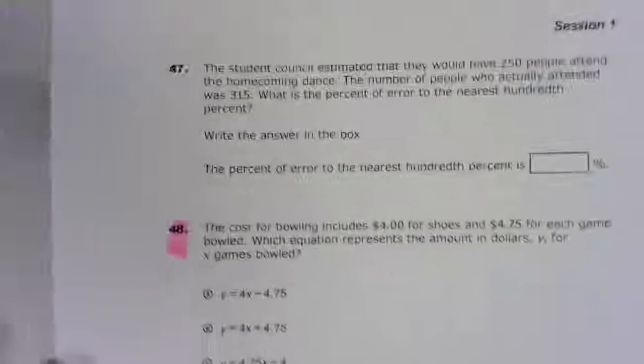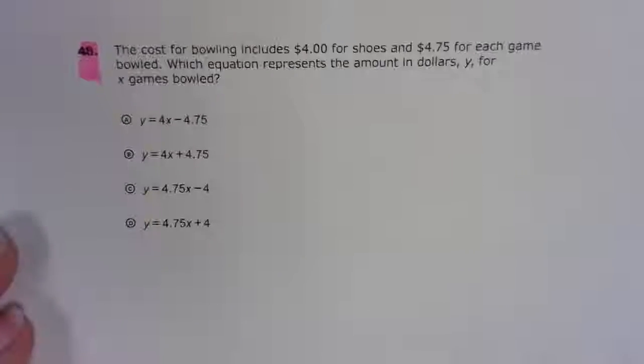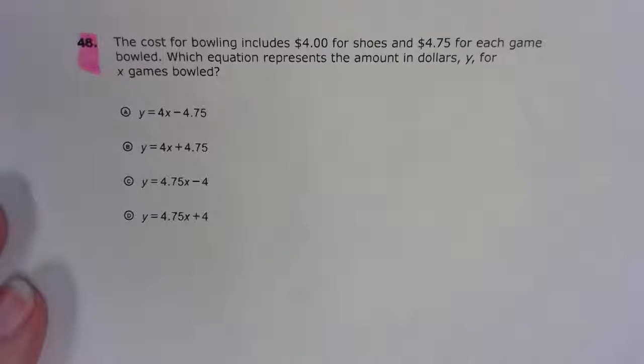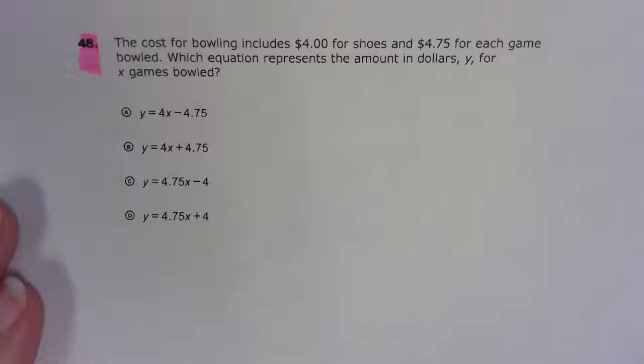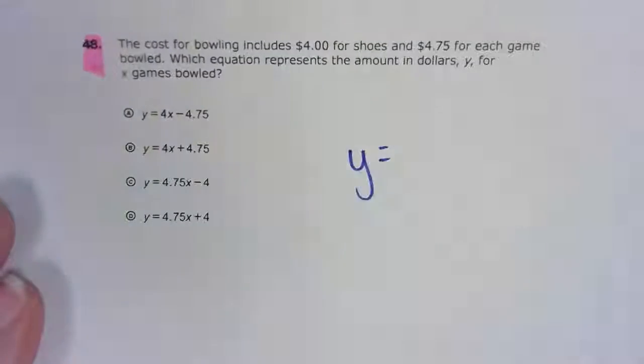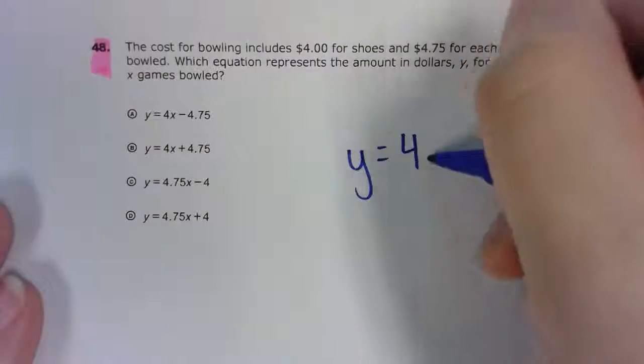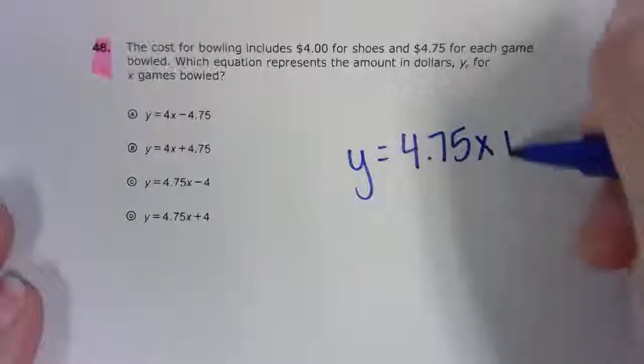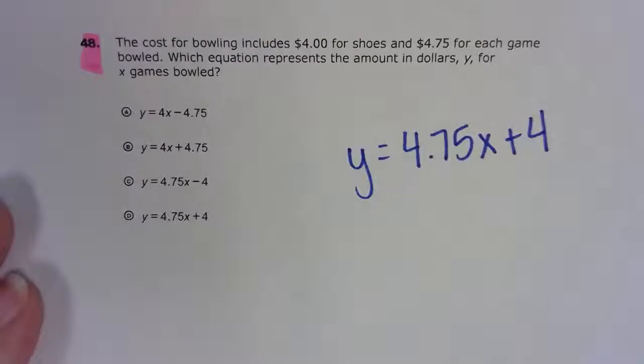Next one, question 48. We're almost there. The cost for bowling includes $4 for shoes and $4.75 for each game bowled, which equation represents the amount in dollars for X games bowled. So that would be Y equals $4.75 per game plus $4 for shoes, because that's an upfront, which would be D.